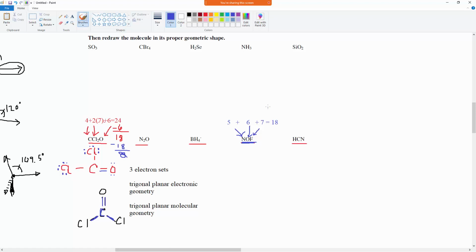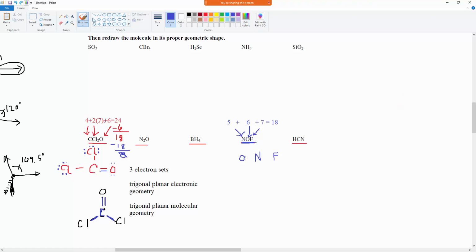Then step 2 says arrange by connectivity. So what is my central atom here? The N is in the middle because that's the first one listed. It's super easy to make the mistake of saying, oh, it must just be bonded as it's shown, N-O-F. It's kind of tempting to do that, actually. Just the N attached to the O attached to the F. Don't make that mistake, okay? The N is in the middle.